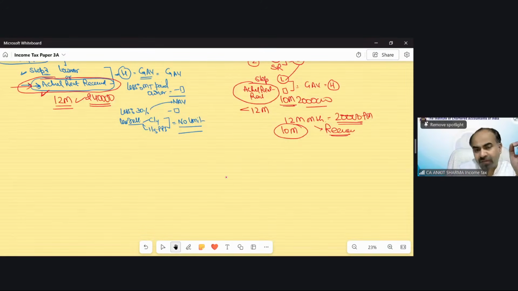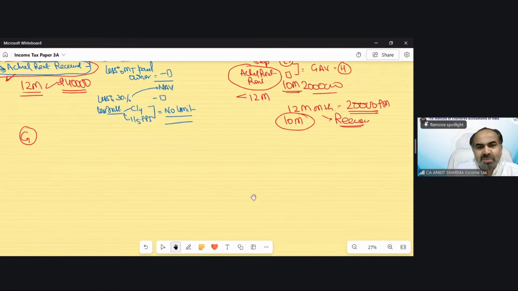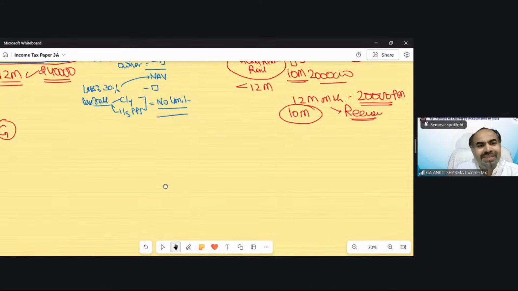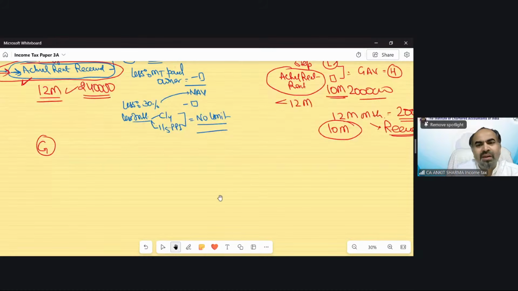Now we are left with two cases, F and G. A, B, C, D, E, we have done. Now F and G. First, we will discuss case number G. Why are we discussing case number G? Because the solution is the same as per case number D. That's why. F we will discuss at the end.